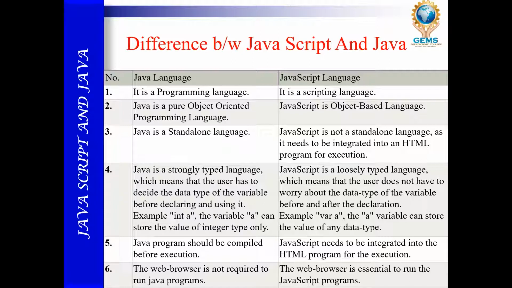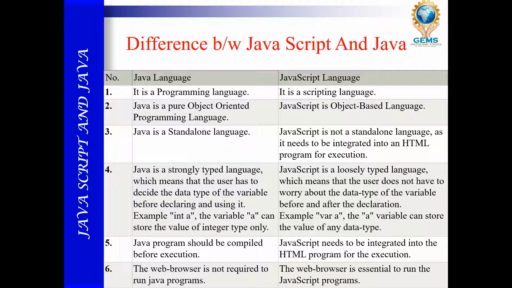Difference between JavaScript and Java. Java is a programming language. JavaScript is a scripting language. A programming language is used to write code and get the output. A scripting language is used to describe and give information regarding a particular thing. It may be an organization, an institution, a company, or any object like that. It will just give the information and description about that particular thing.